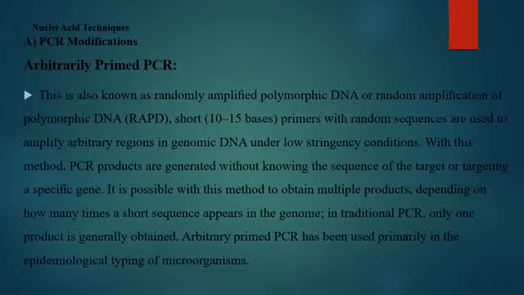Arbitrarily primed PCR has been useful in epidemiological typing of microorganisms. So you want to see whether microorganisms are the same. You randomly replicate a particular portion of their genome or their DNA, do it for all the organisms, and then compare if the portions that you replicated are the same. Then you can use that to type them.